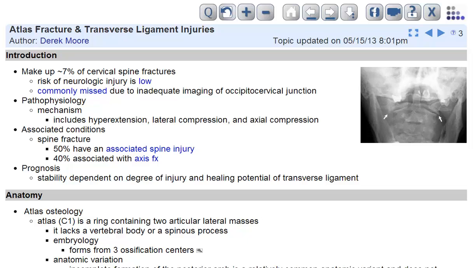In terms of associated injuries, there is a high rate of spine fractures associated with this injury. 50% have an associated spine injury, and about 40% have an associated fracture of the axis or C2. In terms of the prognosis, the most important variable is the transverse ligament and its healing potential, and we'll talk about that in a minute.